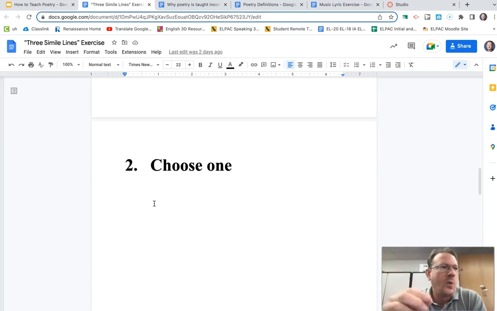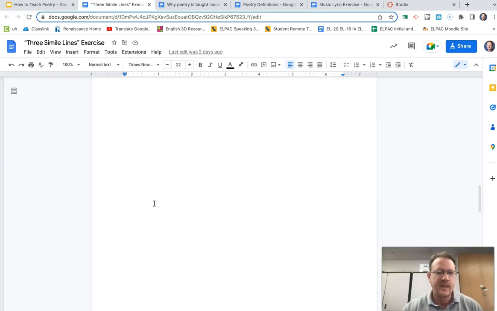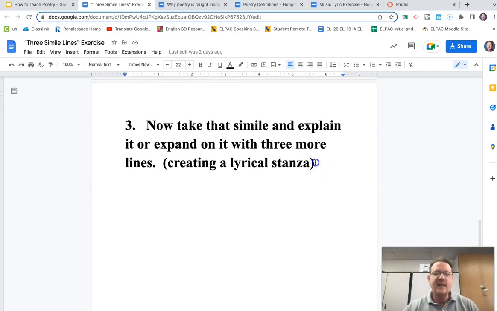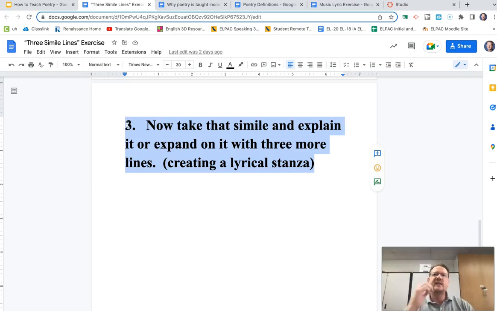Step number 2, choose one of them. I'll say just the one, whatever. I hate to say choose your best one because who's going to say what the best is? Who are we to say, right? Just choose one you want to work with. That's what I'll say. And then I'll say, take that simile and either explain it or expand on it with 3 more lines. That creates a lyrical stanza.